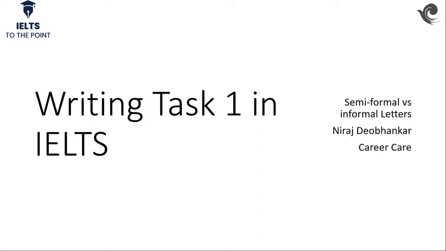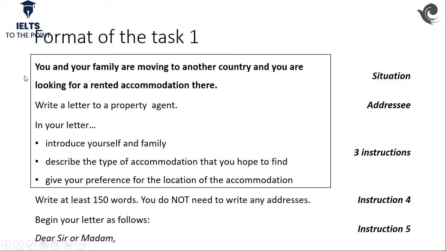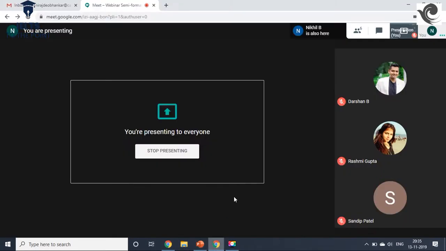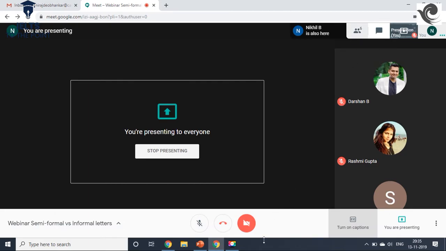So we'll start with writing task 1 in IELTS, specifically for general training. As we have already seen, in the format of task 1 we usually have the situation at the beginning. This situation is nothing but the circumstances under which you are writing the letter. Then you have an addressee. The addressee is nothing but the person who is going to read the letter. And then we have 3 instructions after that. These 3 instructions are quite important and you must follow them.